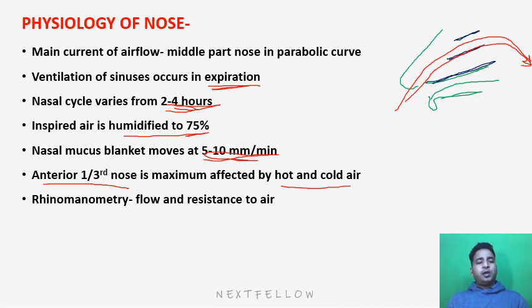Then comes rhinomanometry. What is this? Rhinomanometry is a test which measures the flow and the resistance to the air produced by the nose. So what resistance is being offered by the nose, by the nasal valve, we can say, or by the turbinates, hypertrophy, or anything which provides resistance in the nose. So by means of rhinomanometry, we can detect the airflow and the resistance being offered to the air entry.